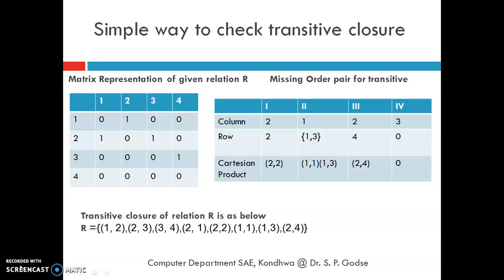Let's see the simple way to check the transitive closure of a given relation R. First, we have to represent the relation using a matrix. You know how to represent a given relation as a matrix.